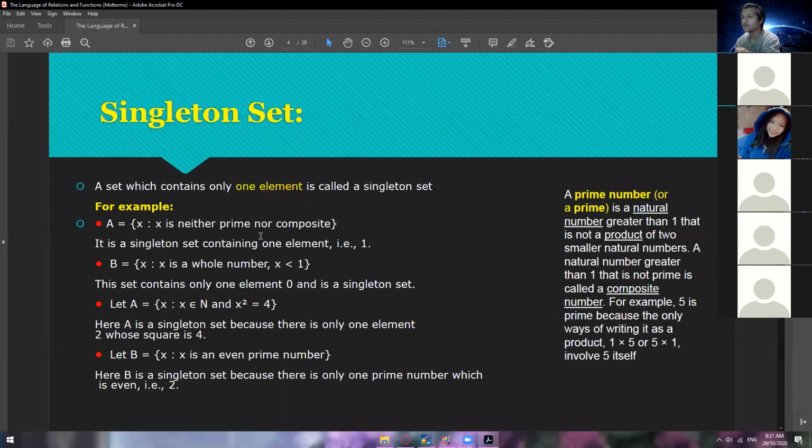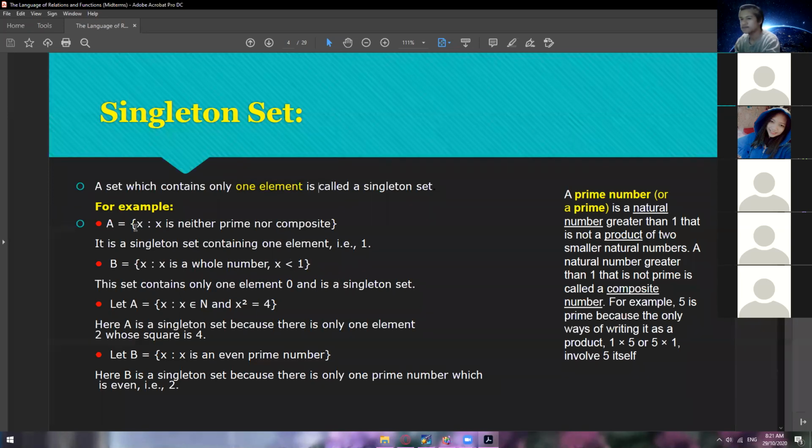Okay. So moving on, we have singleton set. This one is also very straightforward. When you say singleton, it contains one element only. Strictly one element. If it's 2 and above, then that is not a singleton set already. So it is a set which contains only one element. It's called a singleton set. So we have an example here.